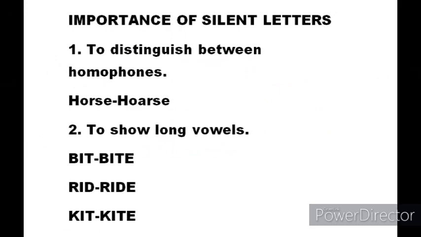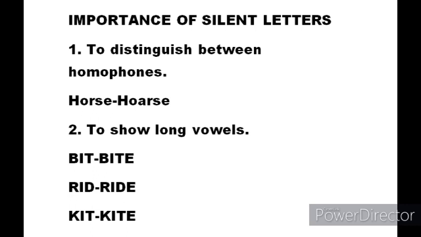Next, the importance of silent letters. There are two main points. First one is to distinguish between homophones. I think you all may know the homophones. Homophones are words with the same sound but different spelling and different meaning. For example, horse, H-O-R-S-E, horse, then H-O-A-R-S-E, hoarse. So here the two words have the same sound, but the spelling differs.